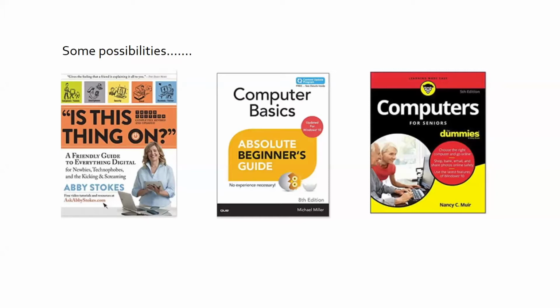As an added plus, down here at the bottom, you can see free video tutorials and resources at askabbystokes.com. And that's true. If you go to her website, she has additional videos there and some documented processes and procedures that you can use to supplement the book. So you get 470 pages of general information. It's fun reading and certainly helpful for anybody who's new in your club or who's joining your club or thinking of joining your club. Heartily recommend this book.